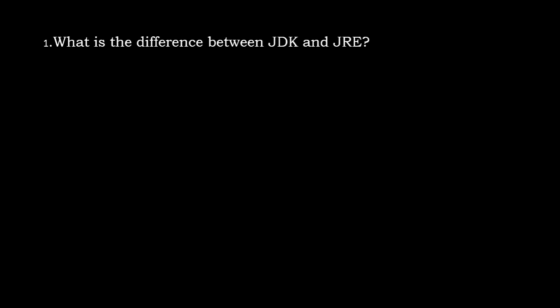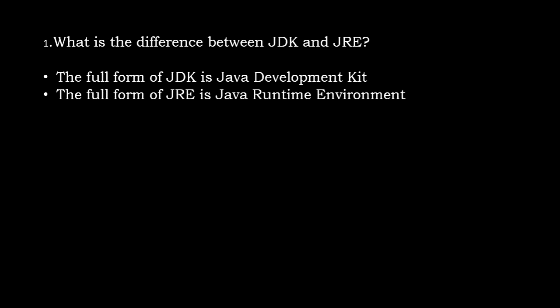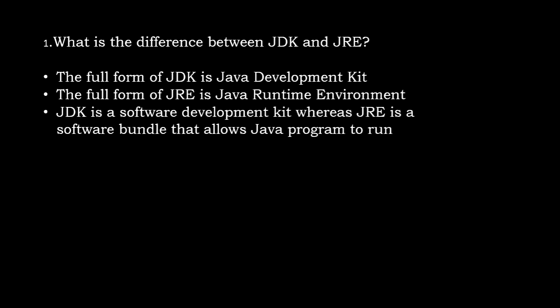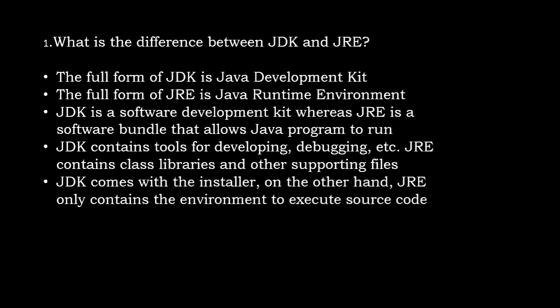What is the difference between JDK and JRE? The full form of JDK is Java Development Kit, whereas the full form of JRE is Java Runtime Environment. JDK is a software development kit, whereas JRE is a software bundle that allows Java programs to run. JDK contains tools for developing, debugging, etc., whereas JRE contains class libraries and other supporting files. JDK comes with an installer. On the other hand, JRE only contains the environment to execute the source code.